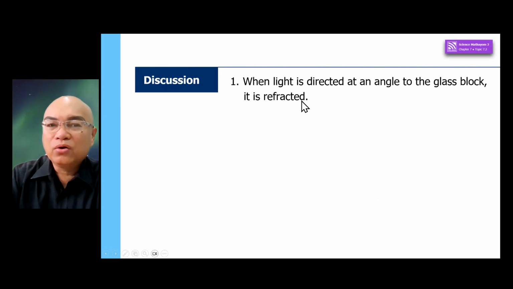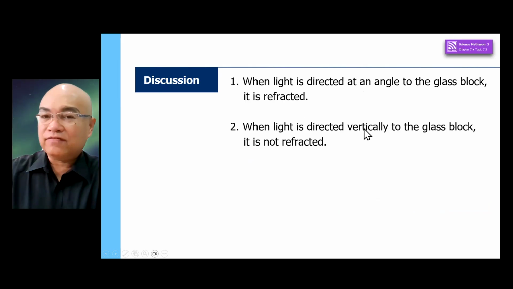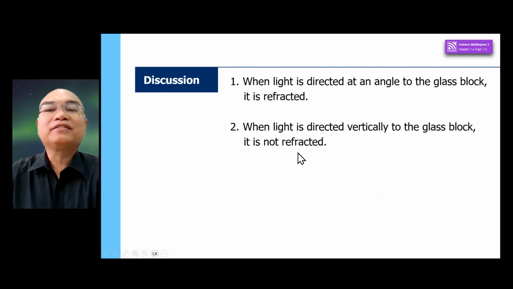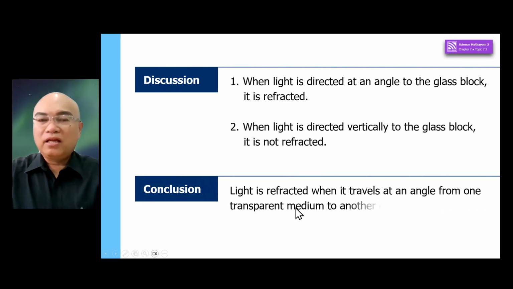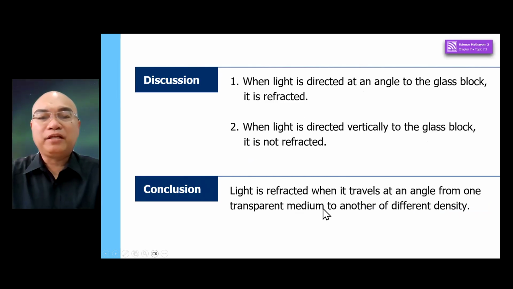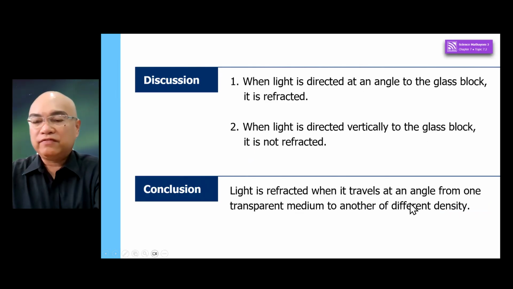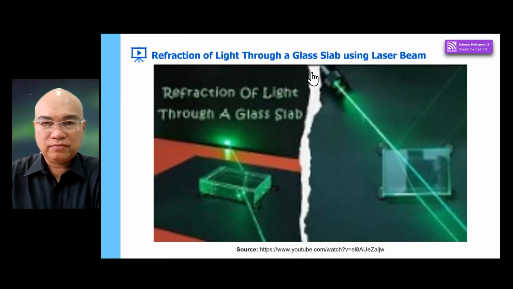Number one, when light is directed at an angle to the glass block, it is refracted. When light is directed vertically to the glass block, it is not refracted. Conclusion: light is refracted when it travels at an angle from one transparent medium to another of different density. Now let's watch this video, okay?